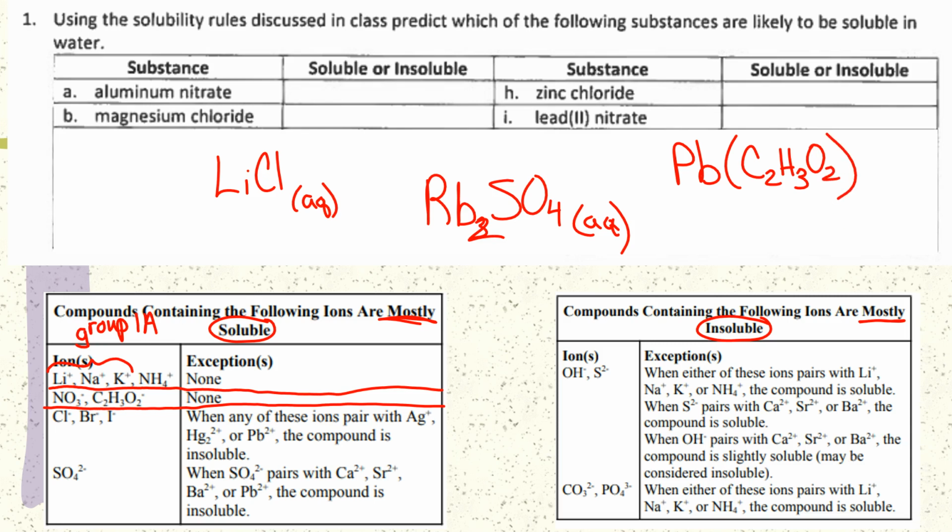So acetate is this C2H3O2. And if it's lead 2 acetate, it's going to take 3 of these to offset one lead. But because this is here, that's going to be aqueous. All right.